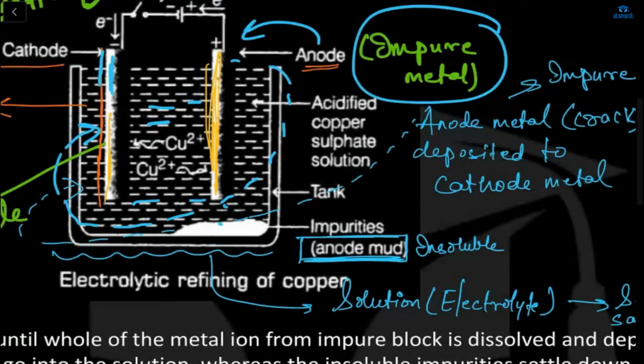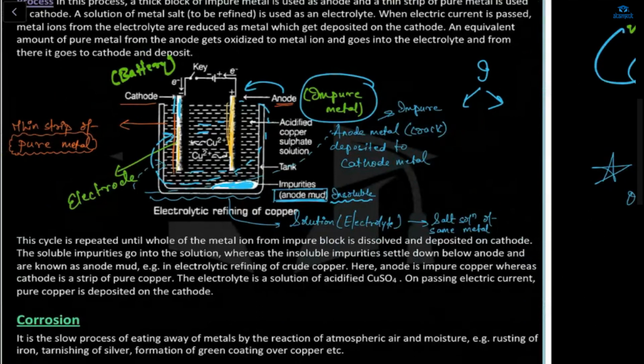But the impure one, see here, this is your impure one. It's written anode mud, which is insoluble. So this is insoluble, और ये mud ये beaker के bottom part में collect हो गई है. So if it is insoluble, it will be collected somewhere, and the soluble will be mixed in this solution. Now we will take one example and we will learn this theory.